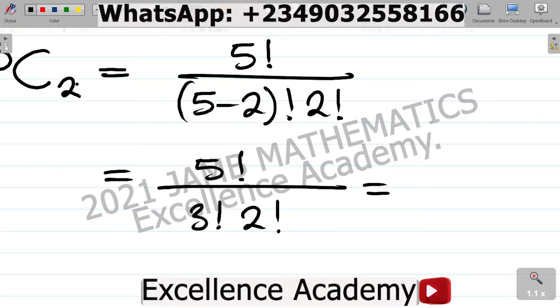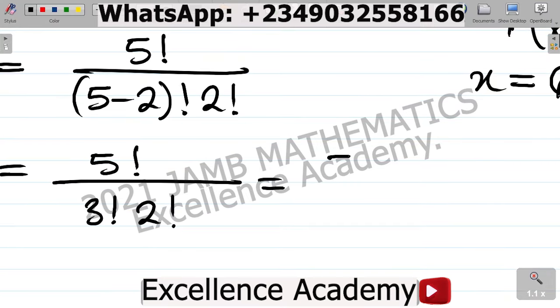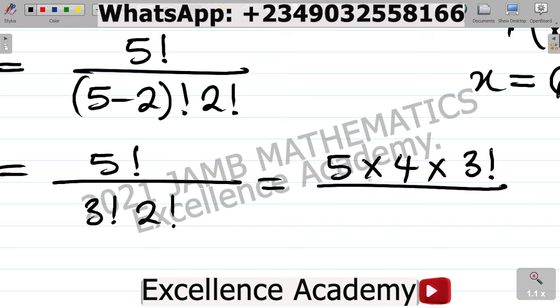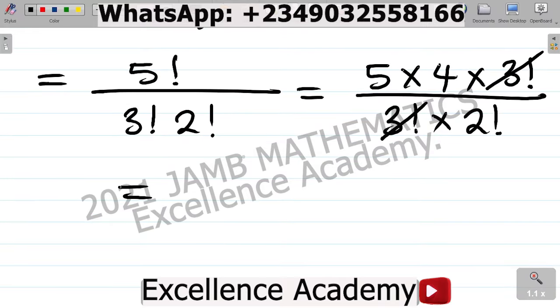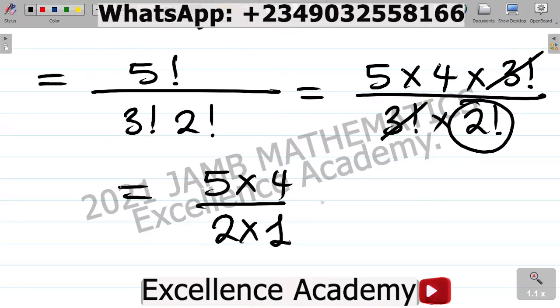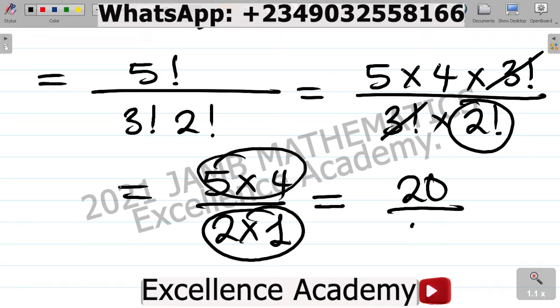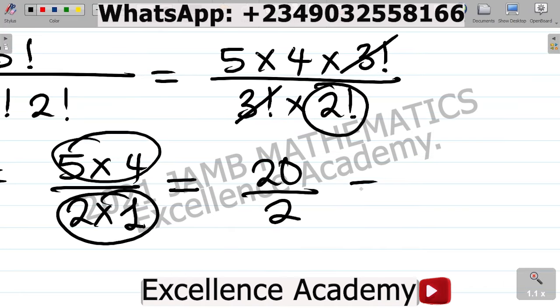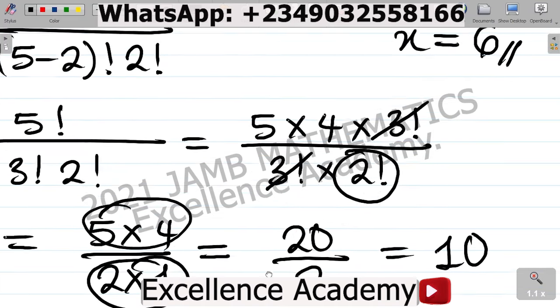This is equal to, don't forget that 5 factorial can still be expressed as 5 times 4 times 3 factorial, all over 3 factorial times 2 factorial. From here, 3 factorial cancels 3 factorial. We're left with 5 times 4 in the numerator, all over 2 factorial, which is the same thing as 2 times 1. 5 times 4 gives you 20, all over 2 times 1 gives you 2. So 20 over 2 is equal to 10. So the answer to this question is 10.